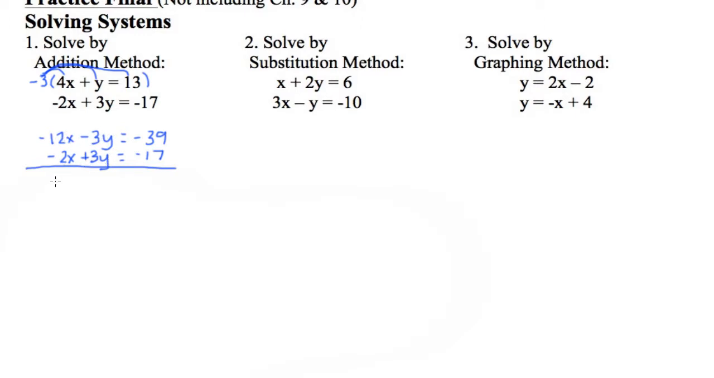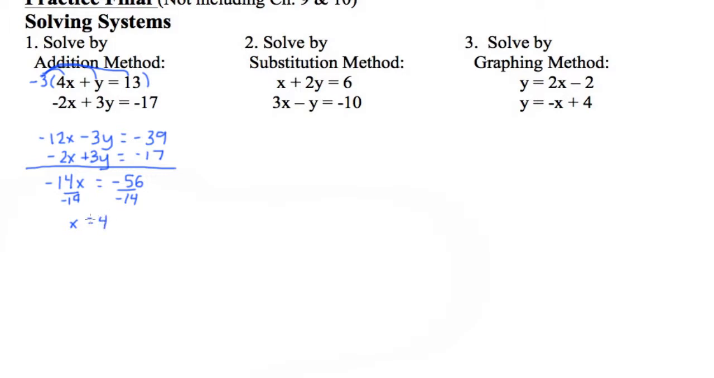So now we're going to add the x's. We get -14x. The y's add up to be 0, which is what we want, equals -56. Then we'll just solve for x. Since that y is out of the way, we can just solve for x now. So x is equal to 4.